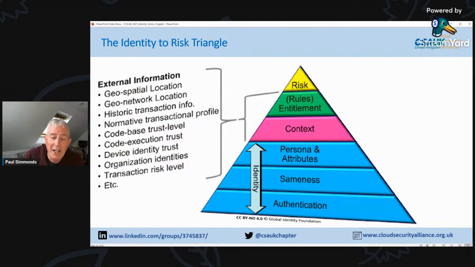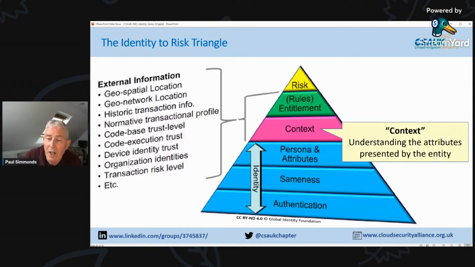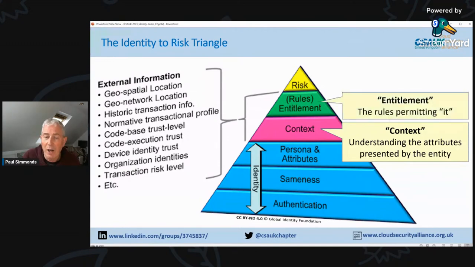So if we feed that into my risk triangle here, then what do we get? We get the context, the understanding of the attributes presented by the entity. We have a set of entitlement rules that says if the entity can present all these assertions from the correct issuing authority, then we'll permit it, whatever it is, to happen. We also feed a bunch of external information. Obviously, this is an IT set, so, are they geolocated?